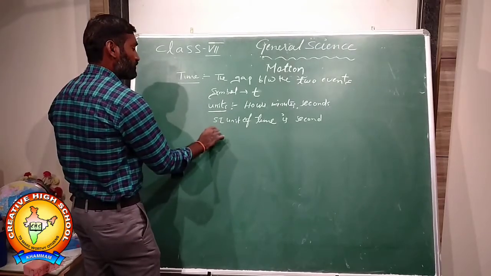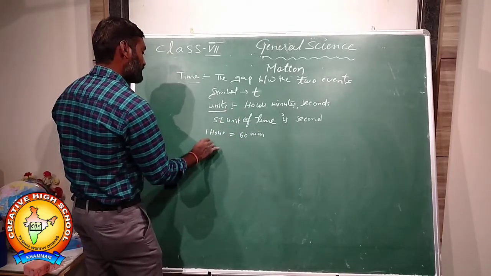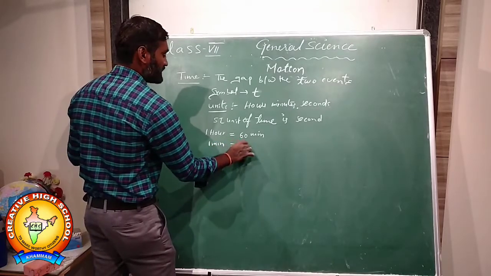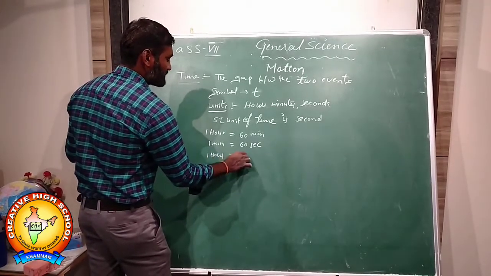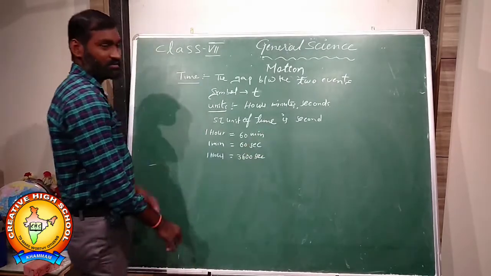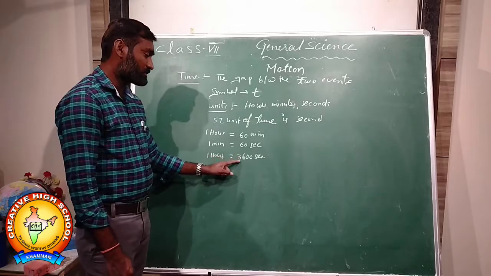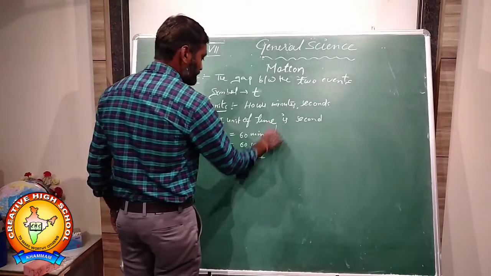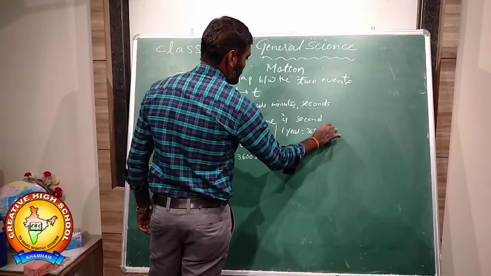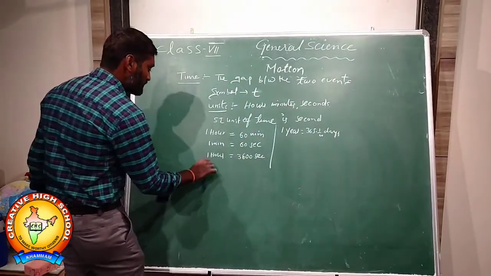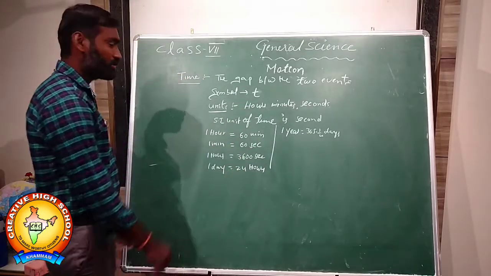1 hour is equal to how many minutes? 60 minutes. 1 minute is equal to how many seconds? 60 seconds. 1 hour is equal to how many seconds? 3600 seconds. So 1 hour equals 60 minutes, 1 minute equals 60 seconds, and 1 hour equals 3600 seconds. 1 year is equal to 365 and 1 by 4 days. 1 day is equal to 24 hours.